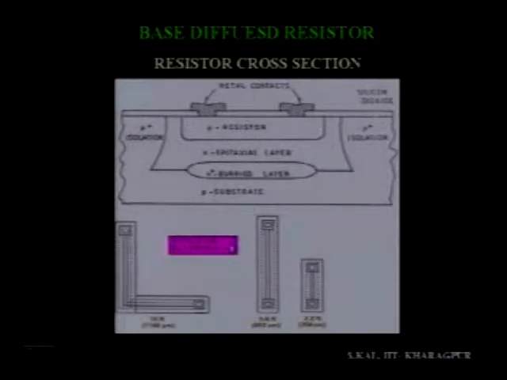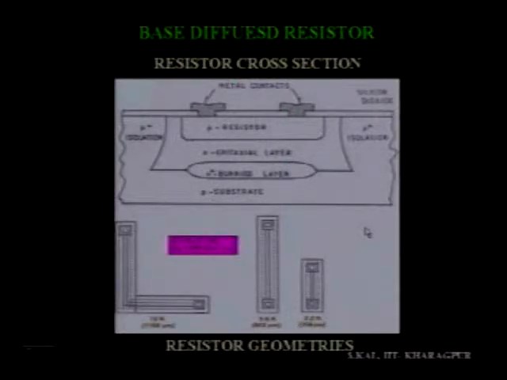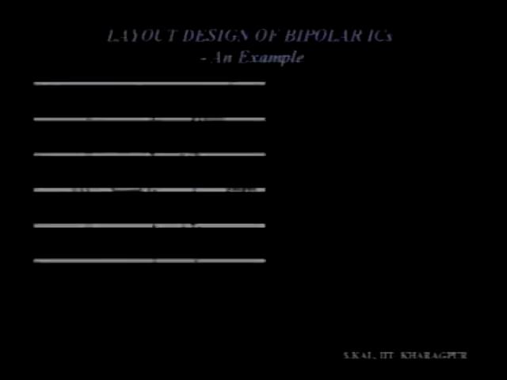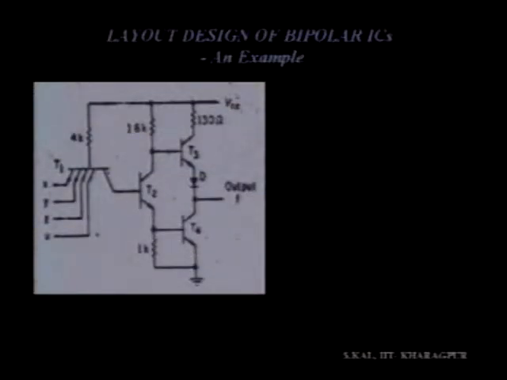Now in this way, if you change the RS value, the sheet resistance, it is different for emitter diffusion and different for base diffusion, and depending on the requirement of the range of resistance values, we can select it. Next, these are the resistor geometries, and I will now give you one example of the layout design of a particular circuit, and this circuit is, I think, known to you. Can you tell me what this circuit is?